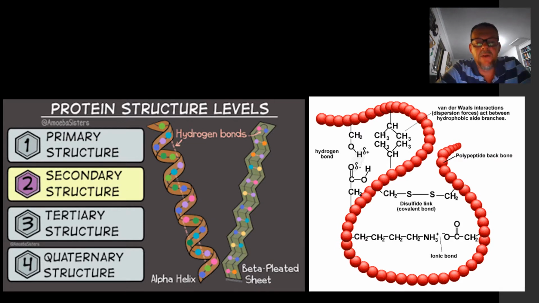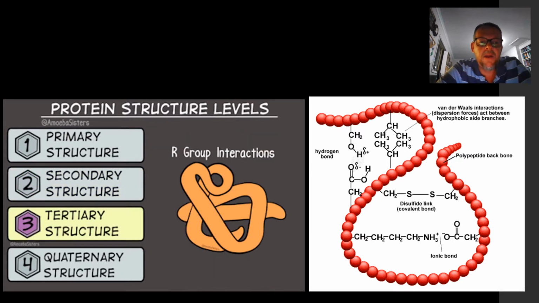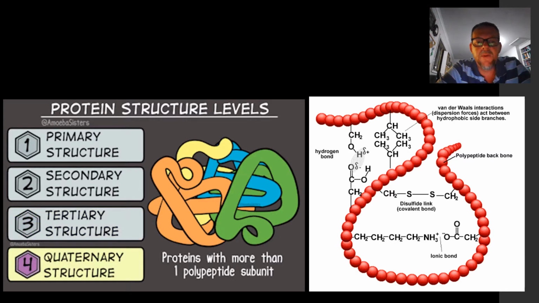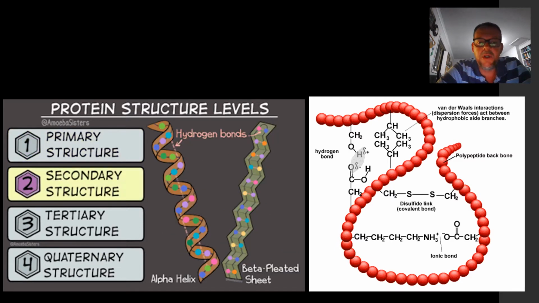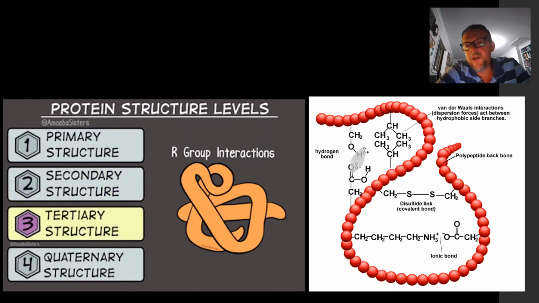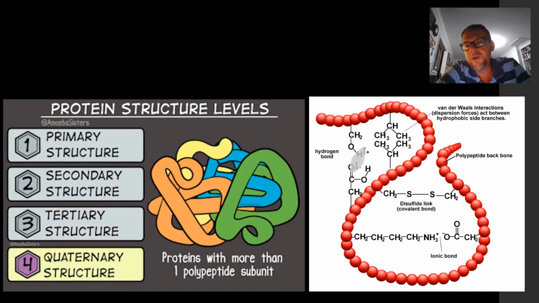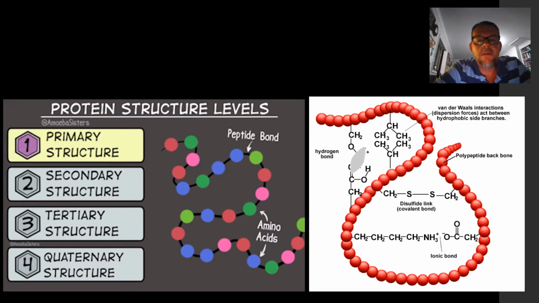So the first one is all just about the amino acids. Then we're looking at how the amino acids bond, and then interactions between the side groups in those polypeptides, and then further additions for quaternary structure. You can see that this diagram on the right is actually more about quaternary structure here. You can see a variety of different bonds, which we'll have a look at in more detail later.